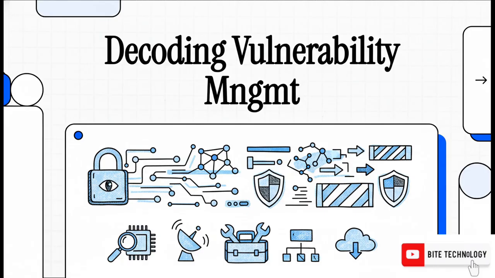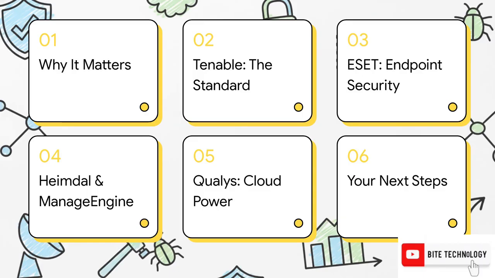Let's dive in. All right, so here's the plan. First, we'll cover why vulnerability management matters so much in the first place. Then we're going to look at 4 of the heavy hitters in this space: Tenable, ESET, a couple of unified platforms from Heimdall and ManageEngine, and then the cloud powerhouse, Qualys. And of course, we'll wrap it all up with some clear next steps for you.